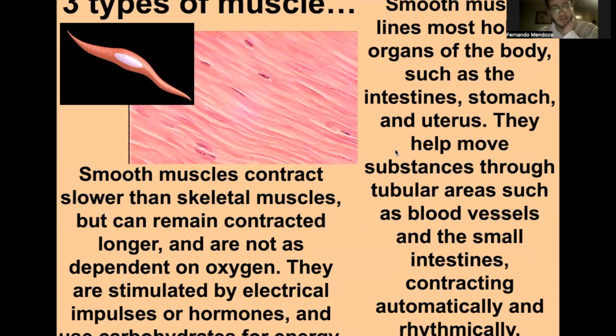The other one is the smooth muscle. The smooth muscle contracts slower than the skeletal muscle. That's why we're going to find this one in the organs, because it is not important that these organs contract as fast as the skeletal muscles, but it can remain contracted longer and is not as dependent on oxygen. That's why its color is more rose than red, because it does not depend on oxygen.